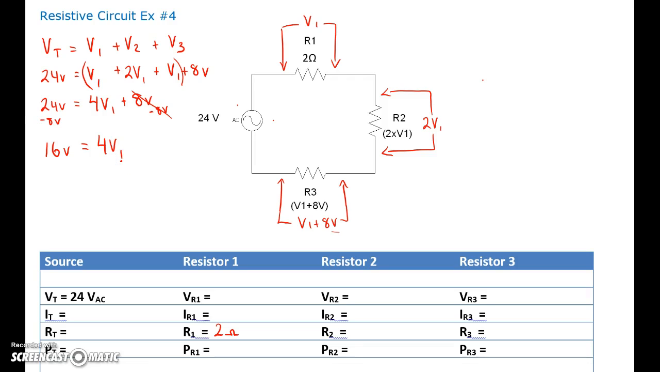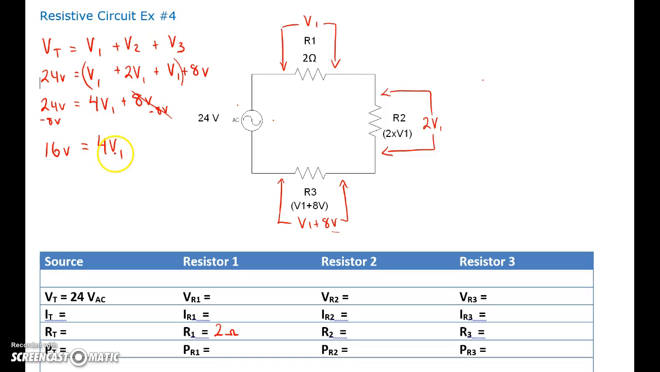Okay, so again, we had 24 volts is equal to 4 times the first voltage plus another 8 volts. I just want V1. So in order to get rid of this plus 8 volts, I subtract 8 volts to get rid of it. Whatever I do to the right-hand side, I have to do to the left-hand side of the equation. So now 24 minus the 8 gives me 16 is equal to the 4 times the V1 that I had remaining on the right side of the equation.